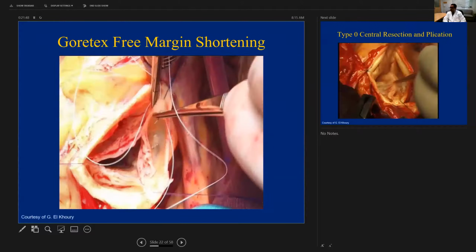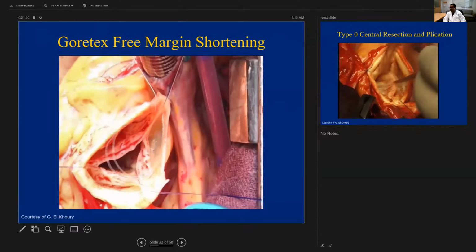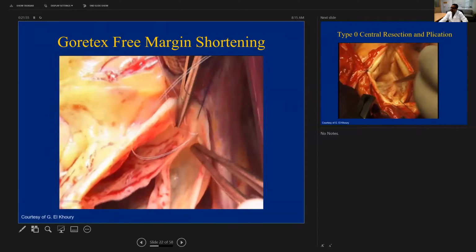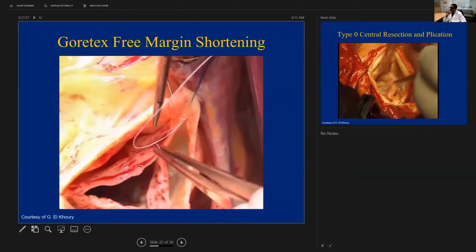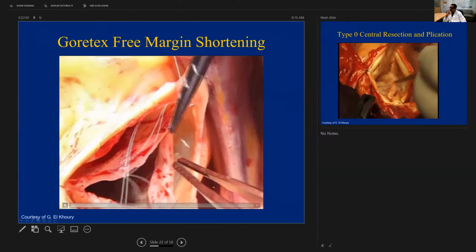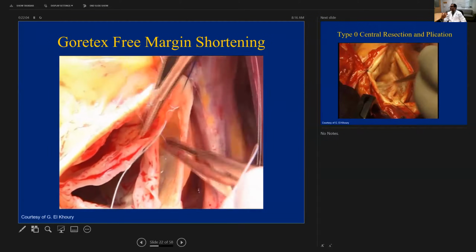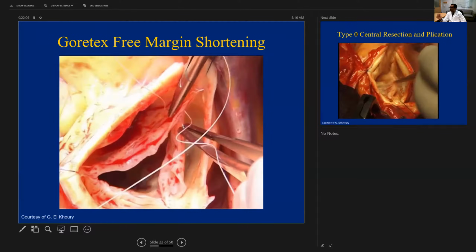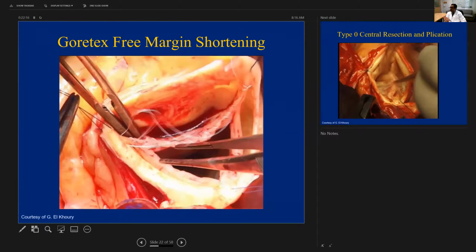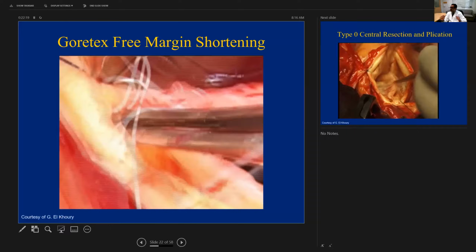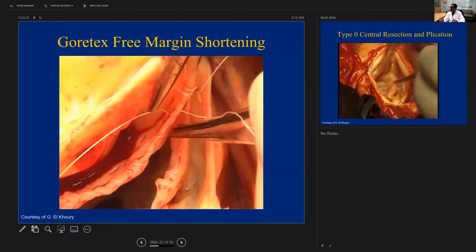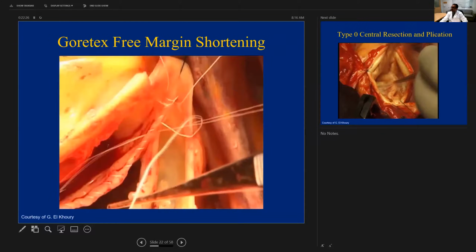Here's an example of another leaflet repair technique, Gore-Tex free margin shortening. This is a Gore-Tex suture that we use, where you can see that the non-conjoint cusp is the portion that's prolapsed and billowing underneath, causing the coaptation plane to be underneath the annular plane. So to lift up this portion of the valve, this leaflet, we run a running locking Gore-Tex suture line here from commissure to commissure. This allows us to kind of seesaw the leaflet back and forth enough to actually bring the whole leaflet up through this mechanism.